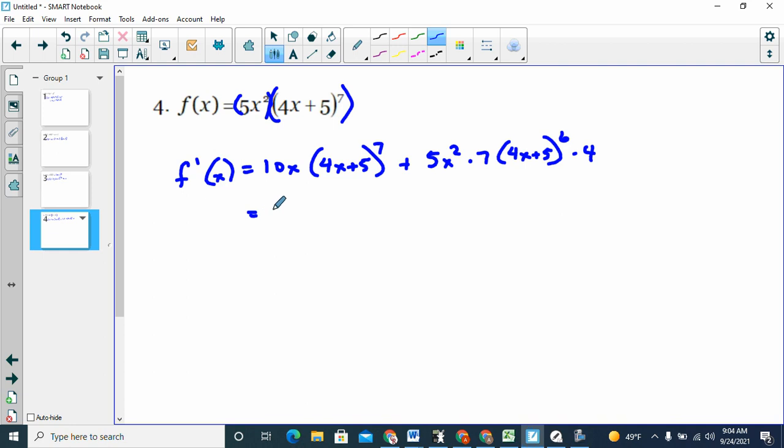And then we can clean it up a little bit. So 10x times 4x plus 5 to the 7th. 5 times 4 is 20, times 7 is 140. X squared times 4x plus 5 to the 6th.